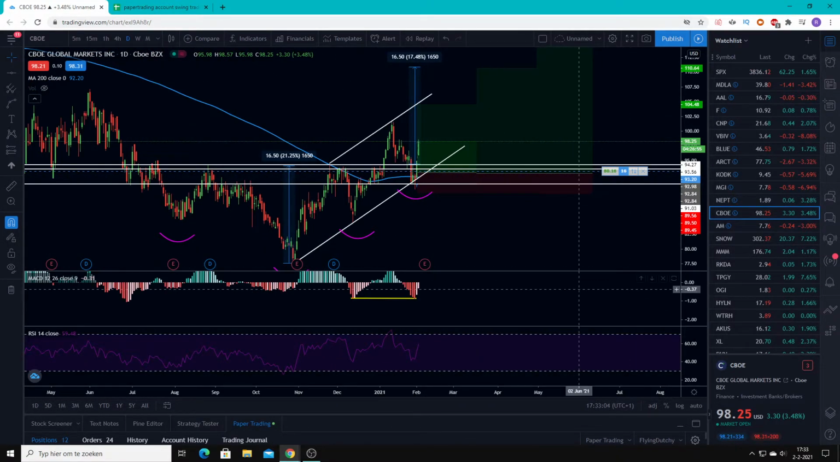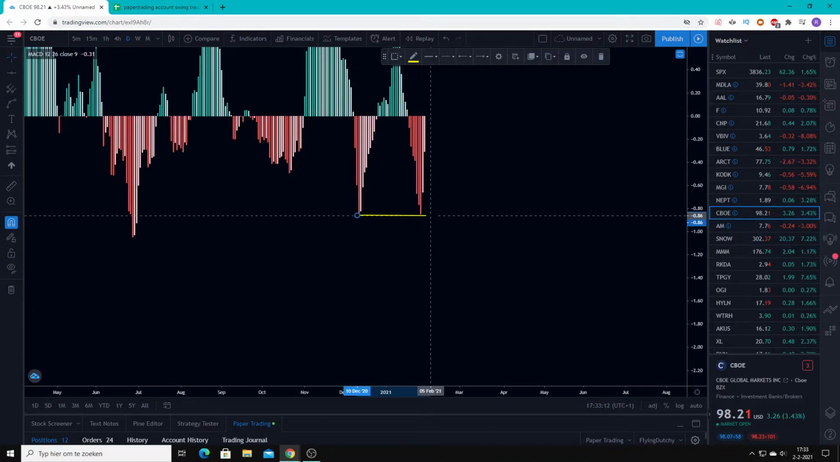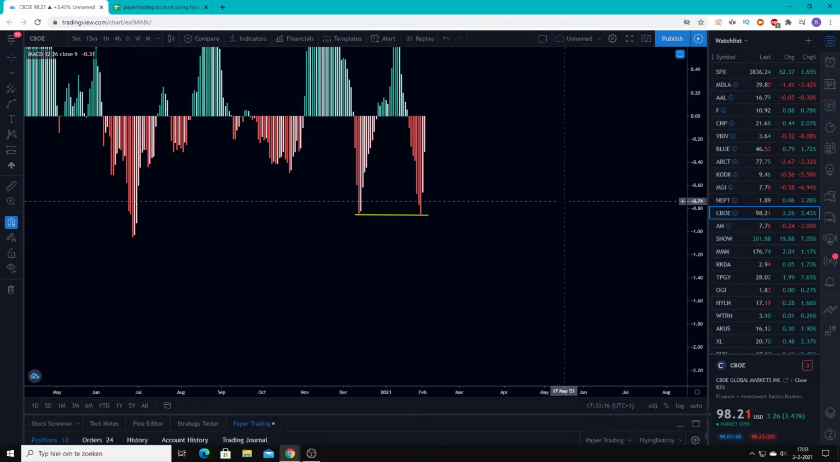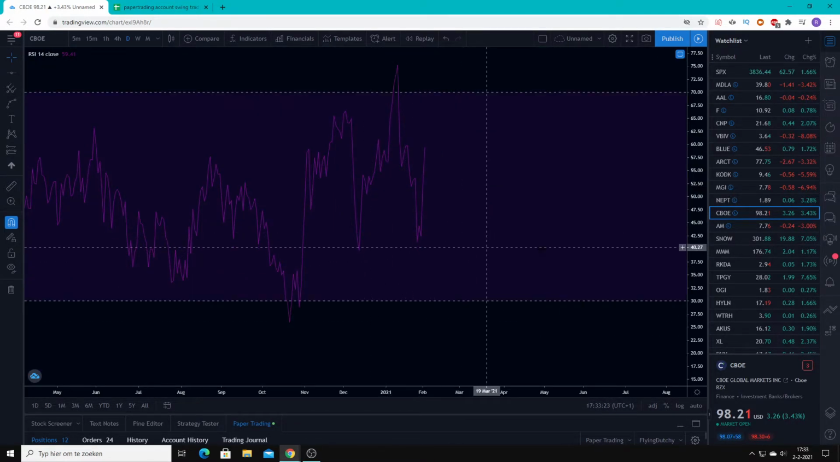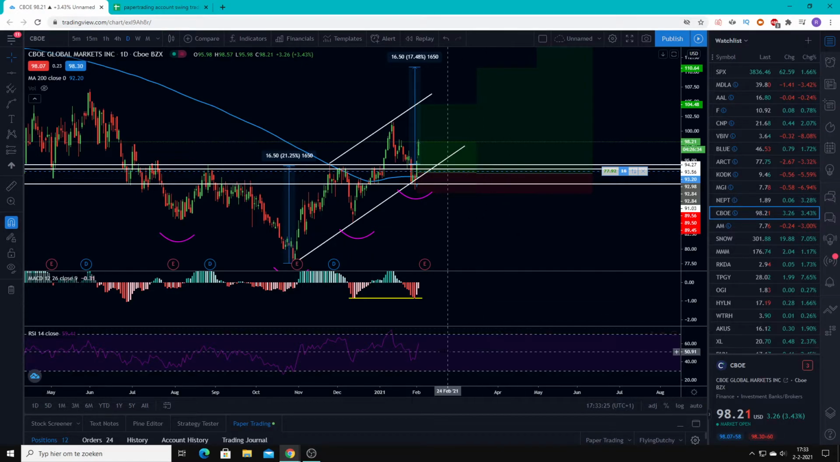And we had Class B divergence. The price made a higher low, while the MACD made the same low over here. It's really hard to do this perfect, but it's almost the same level, right? That's a bullish sign. Also on the RSI it's going up, so there's no divergence there, but convergence, which is also fine. And yeah, we're gonna go for this trade.